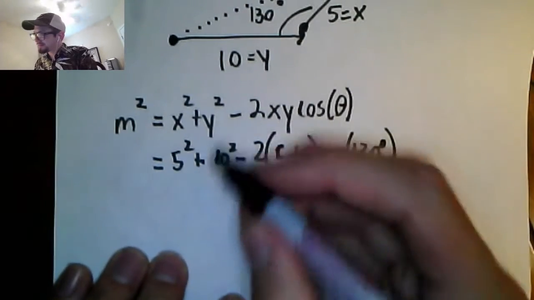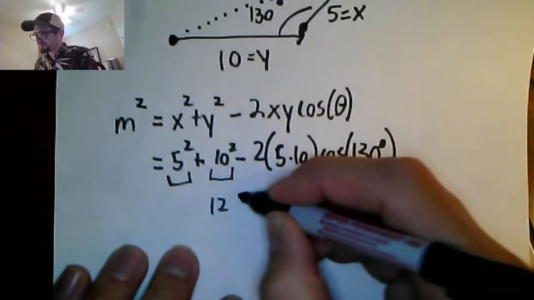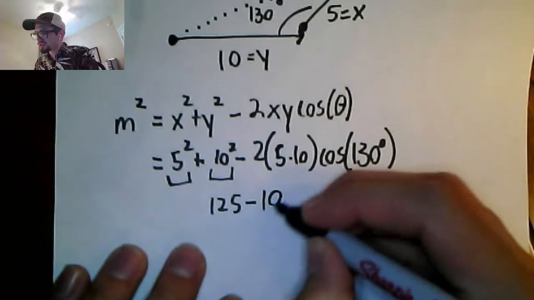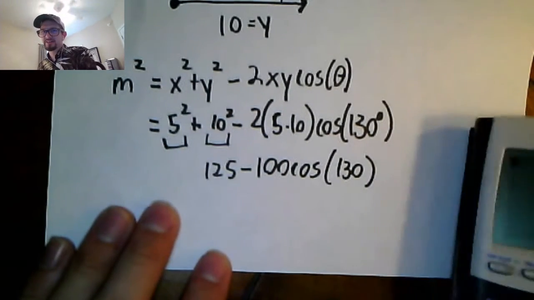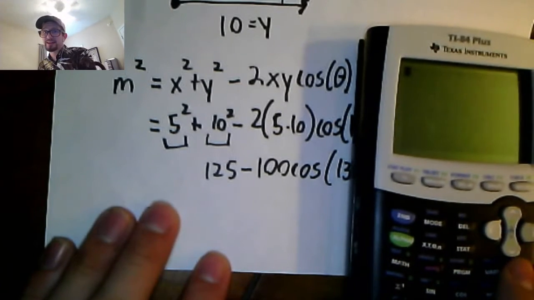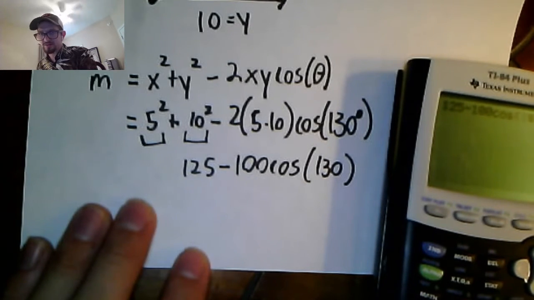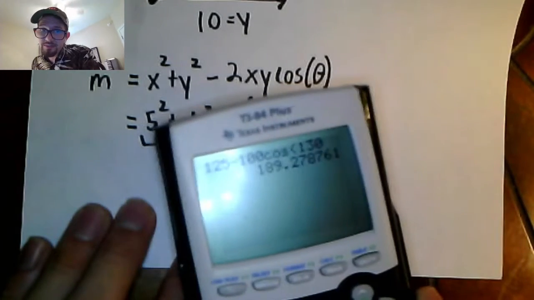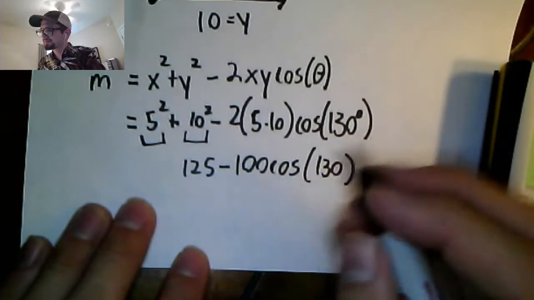I can simplify this a little bit. This guy is 25, and this guy's 100. So these guys are 125 minus 5 times 10 is 50. 50 times 2 is 100. So 100 cosine of 130. This now looks a little nicer to plug into my calculator. So that is exactly what I'm going to do. First, I will push mode, make sure I am in degrees, and I am. So I type in 125 minus 100 cosine of 130. Just like that. And once I've typed it in, I get a number that's approximately 189.27. I'll round that to 189.3.